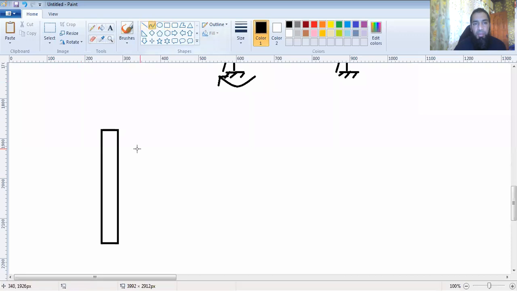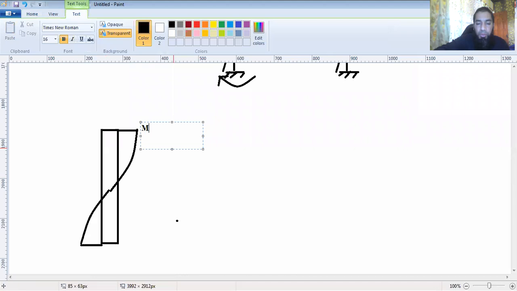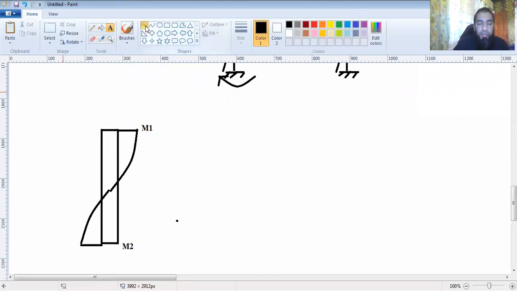Now this column is under a complex loading sequence. You can take this M1 and you can take this M2, for example, if they are not similar, and you have a fixed support, for example, or any support at the bottom.